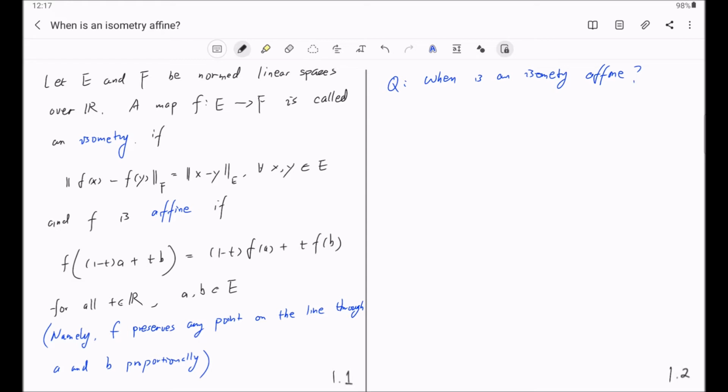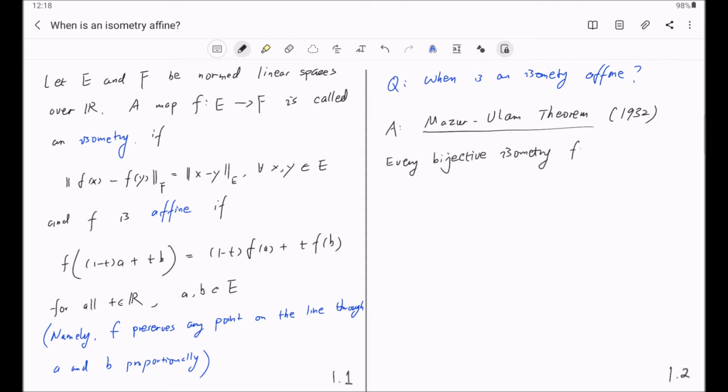Perhaps the most well-known answer to this question is the famous Mazur-Ulam theorem. This is in the year 1932. The theorem states that every bijective isometry between two normed linear spaces must be affine. And it should be very easy for you to see from functional analysis that an isometry is automatically injective, simply from the definition of norms. So, the theorem really says every surjective isometry is affine. But it doesn't hurt to add the bijectivity here.